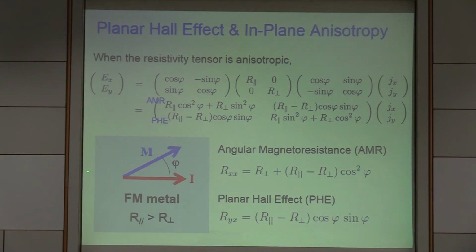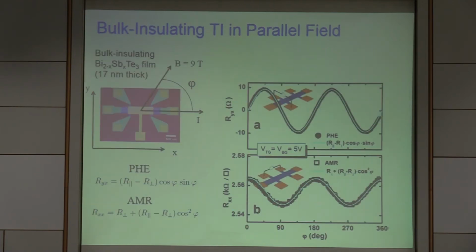But when we keep the frame of the measurement constant, then there is a change in the angle between the frame of measurement and the frame of the principal axis. And this finite angle between the two frames leads to the appearance of both the anisotropic magnetoresistance and the planar Hall effect. And these components are nothing but this matrix component, which shows up as a result of the rotation of the frame. And we have come to observe such a planar Hall effect and the anomalous Hall effect in the bulk insulating topological insulator thin film.